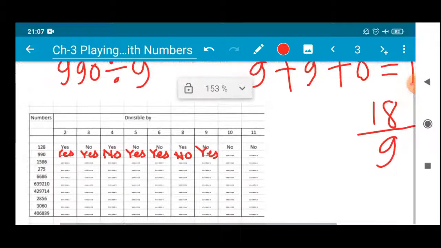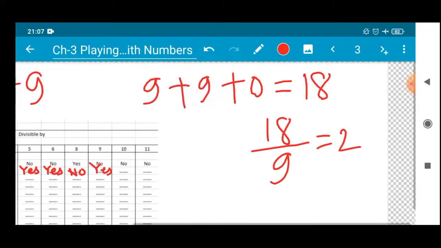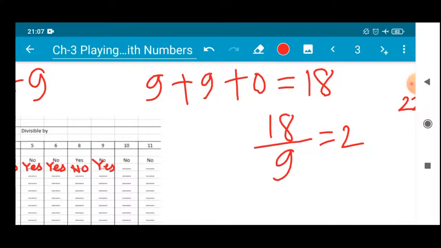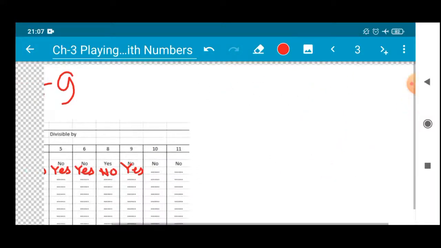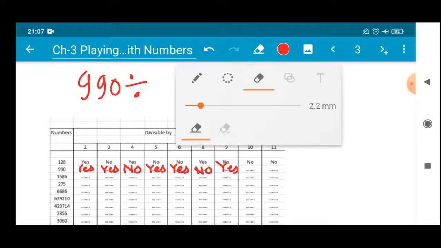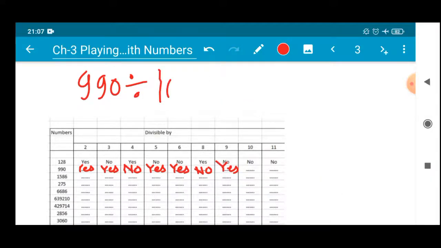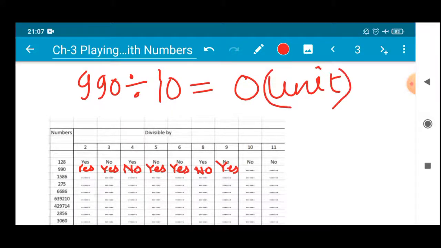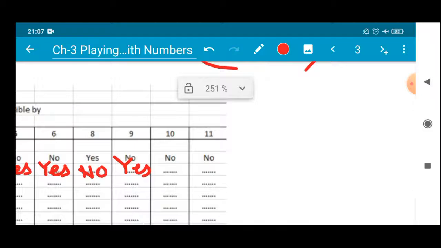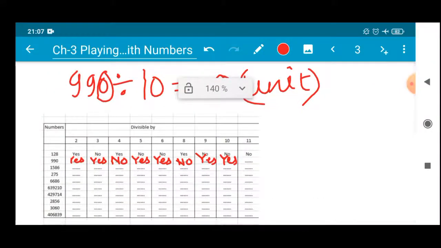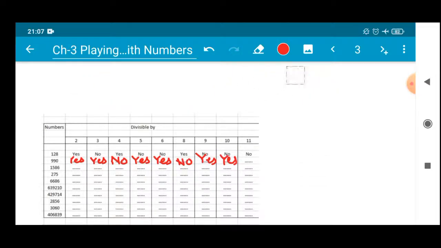So similarly, we will be doing it for 10 also. In the divisibility rule of 10, what was there? If you have 0 in the unit position of the given number, then yes, 10 is able to divide. So yes, you can see 0 is there, so you can write yes.